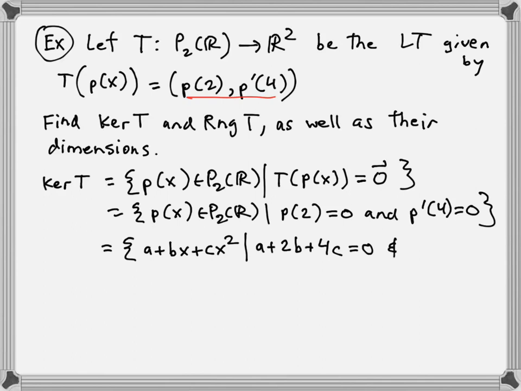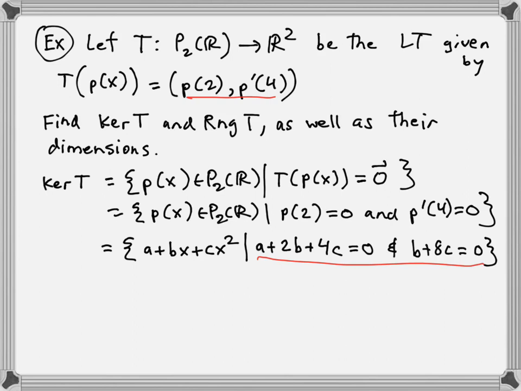Remember, that is a polynomial of degree 2, such that if you plug in 2, you get 0: a plus 2b plus 4c is equal to 0. And if you take the derivative and plug in 4, what would the derivative be? Well, the derivative is b plus 2cx. So if you plug in 4, you get b plus 8c is equal to 0. But wait a minute, aren't we just solving a system of equations? So what is the solution set here?